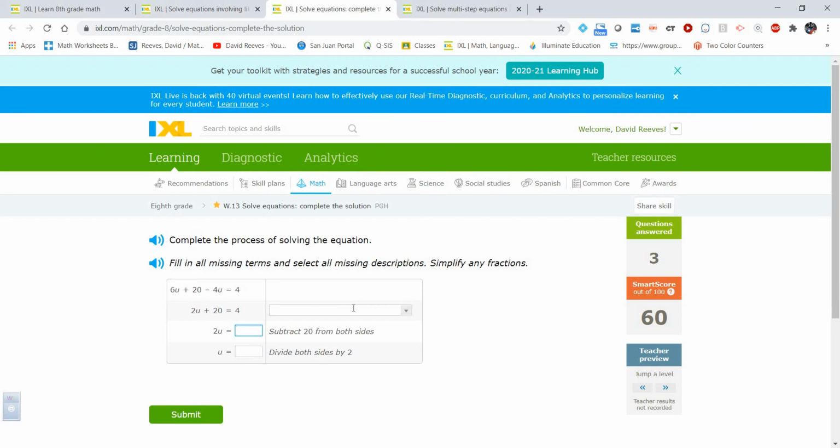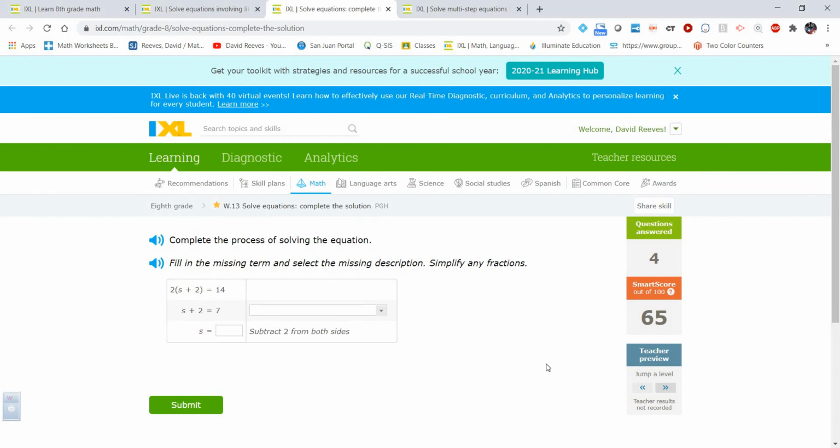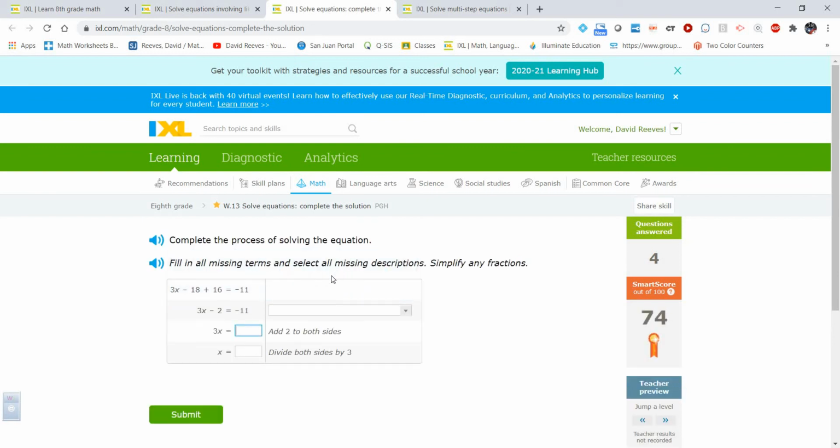Well, they did 6u minus 4u. And that process is combining like terms, and it says subtract 6u from both sides. No, combine like terms. That's what we did. We combined like terms. And then we have 2u plus 20 equals 4. Subtract 20 from both sides. What do we get? We get negative 16. Divide both sides by 2. What do we get? We get negative 8. I love these problems. I think they're so much fun. I'm hoping you do as well.